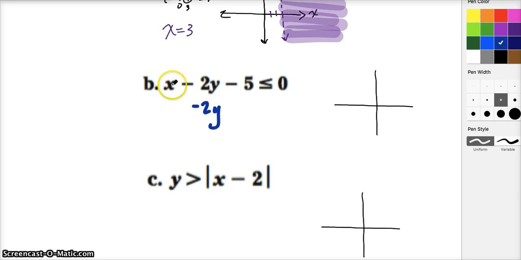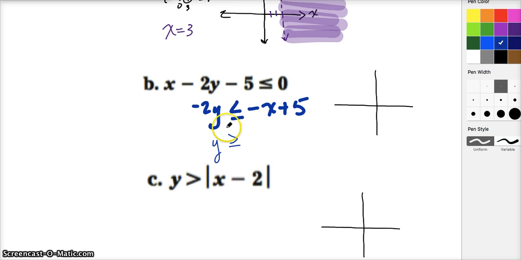So we have 2y. Move the x over to the other side, move the 5 over to the other side: 2y is less than or equal to negative x plus 5. Notice the 5 and the x change signs as we move over. And now we're going to divide both sides by negative 2. When I divide by a negative number on both sides of an inequality, I need to change that sign. That sign flips over.